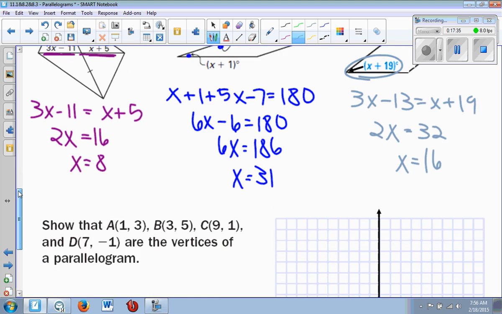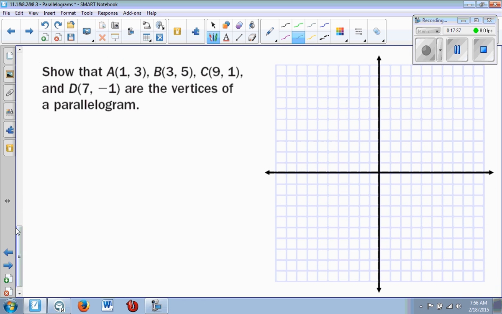All right, one last problem. This says, show that A, B, C, D are the vertices of a parallelogram. So the first thing I should do with this is actually graph the parallelogram. So (1, 3) gives me an A dot there. (3, 5) gives me B there. (9, 1) would be over here. And (7, -1) would be down here.